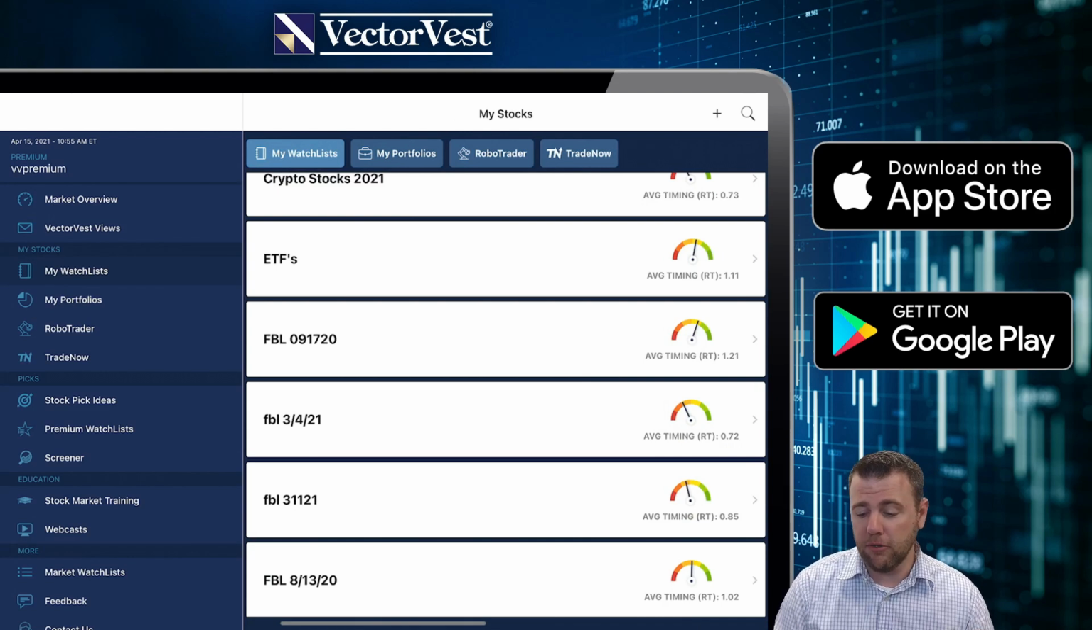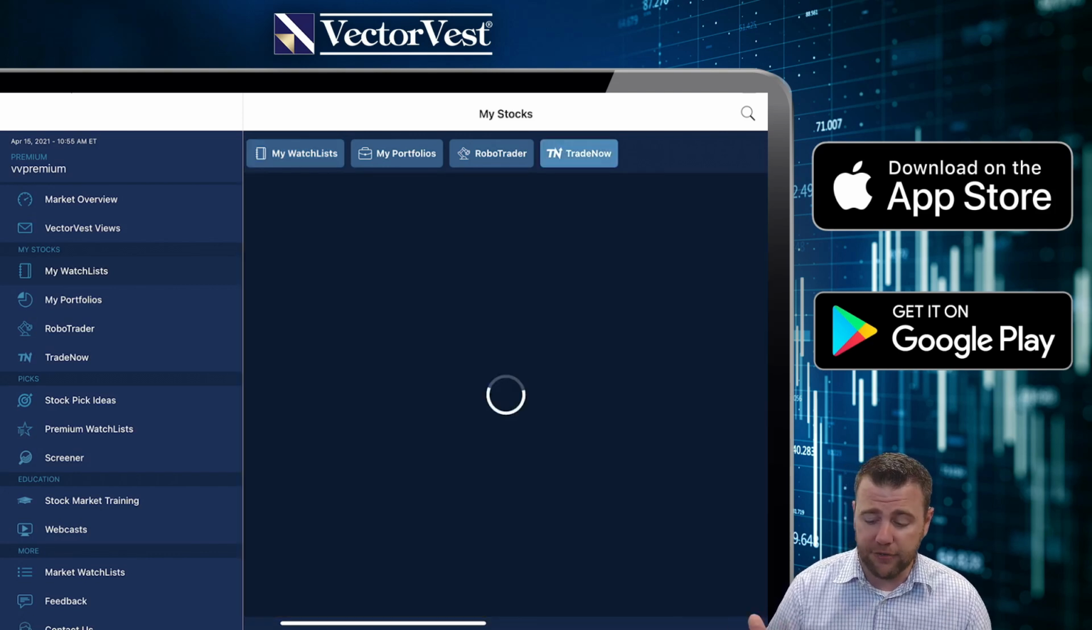From this RoboTrader, right now we don't have a RoboTrader account set up on this. Maybe one day we could get that added, but if you are on the desktop and you have the mobile app, this will make it easier to get into your RoboTrader and allow you to customize those or make changes to those plans or trading systems. And then the Trade Now feature as well.